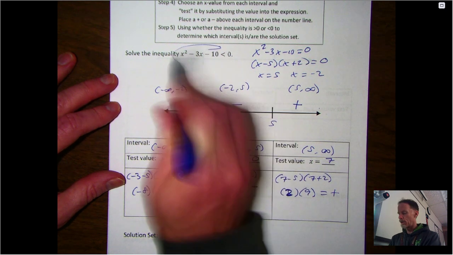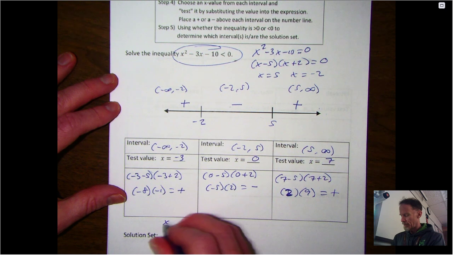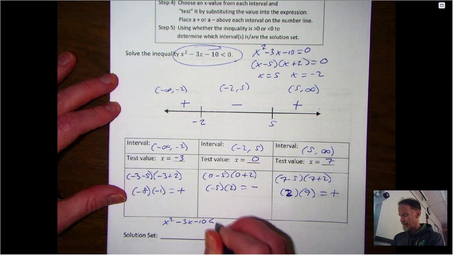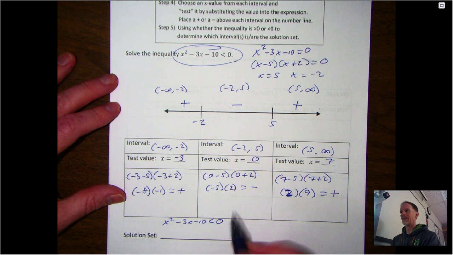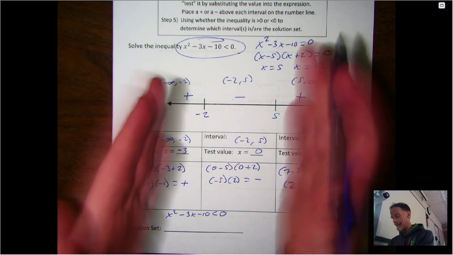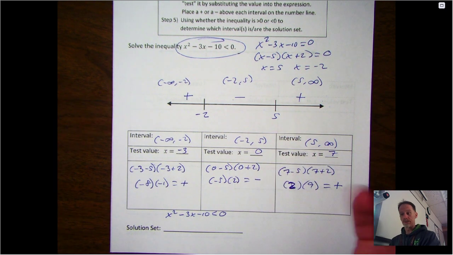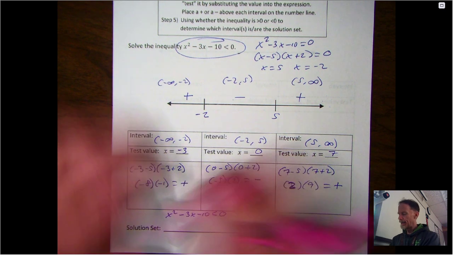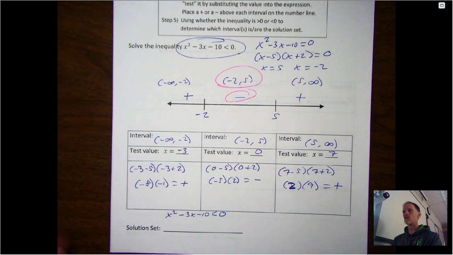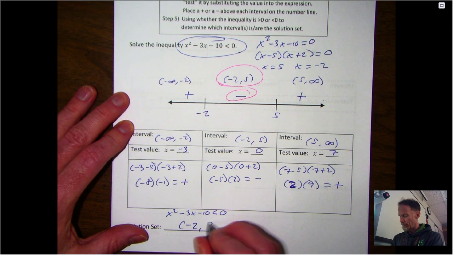So now we go back to our original inequality. So it was x squared minus 3x minus 10 is less than 0. And now we just say, well, if I want it to be less than 0, clearly I want the interval where the function values were negative, less than 0. And in this case, it's that middle interval. So my solution set is -2 to 5.